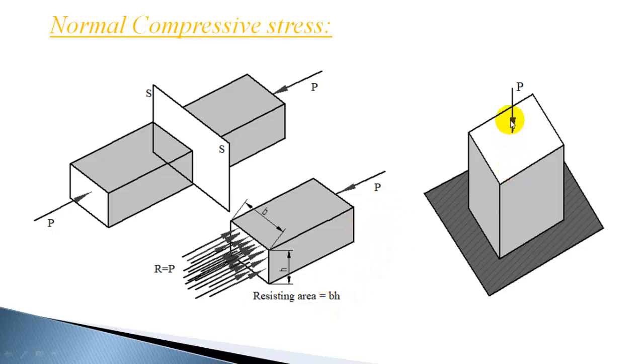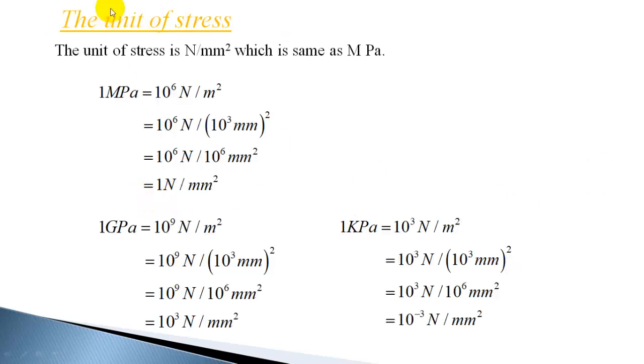Now this is also a member subjected to compressive stress. You are applying a compressive load, and if you take a horizontal section, it is subjected to compressive stress. We will see the unit of stress. The unit of stress is Newton per mm square, because it's a force by area, resistance force divided by area. Force unit is Newton, and area unit is mm square.